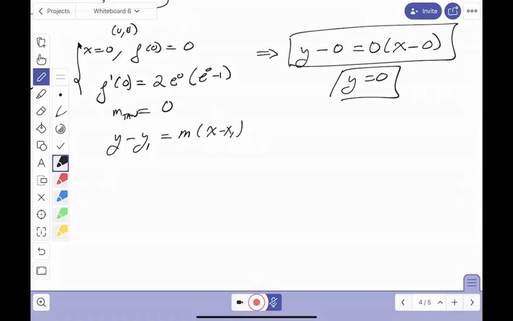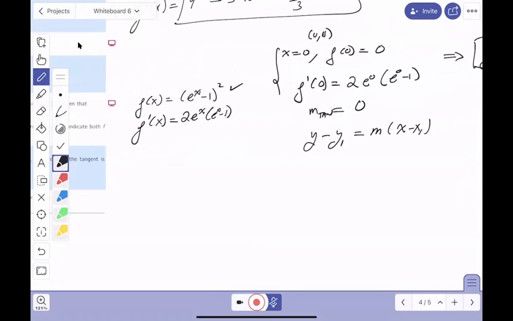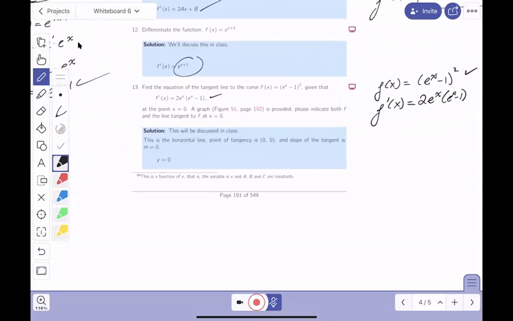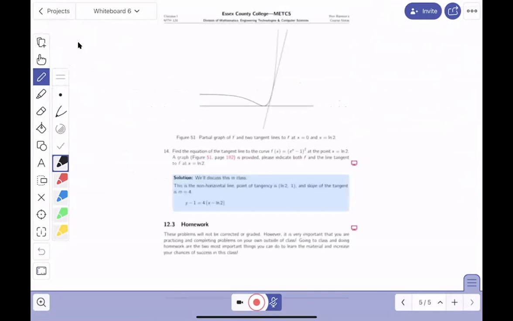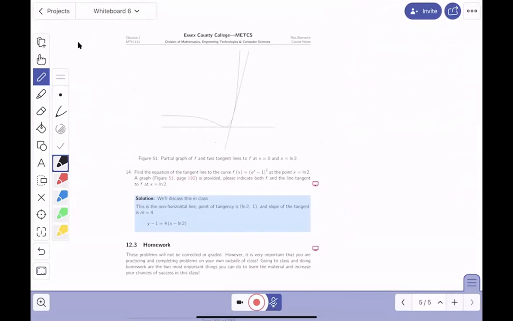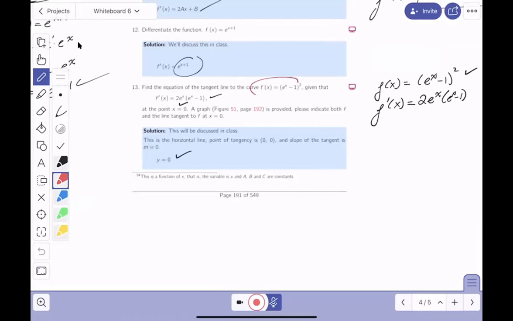What kind of line is that? That's a line that looks like this over here. So we did that. There's a picture, and we'll look at the picture later. It's just provided, and they say to please indicate both. We'll do that then. So y equals 0. I see that. And I want to point out, I am seeing the picture over here. This is y equals 0. This is the point of tangency, which is (0, 0). And this is the curve. What curve are we talking about? The curve over here.